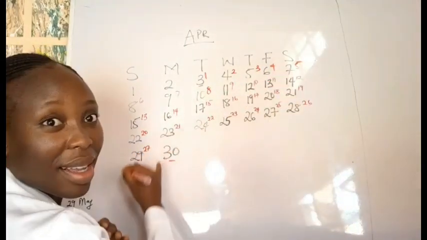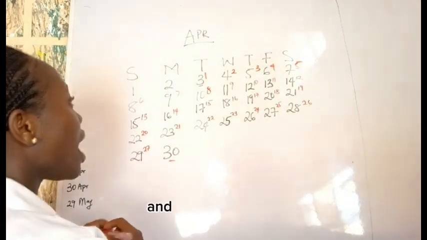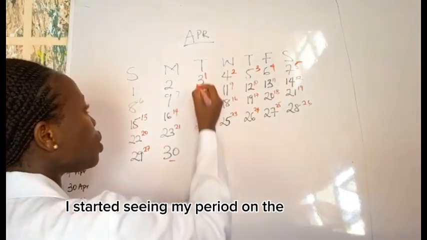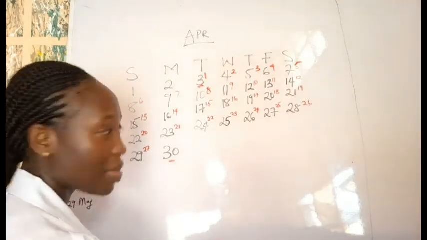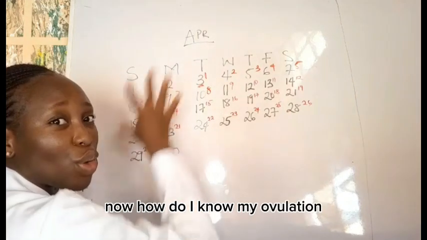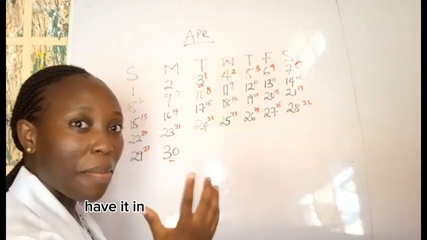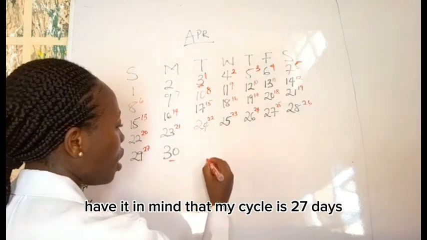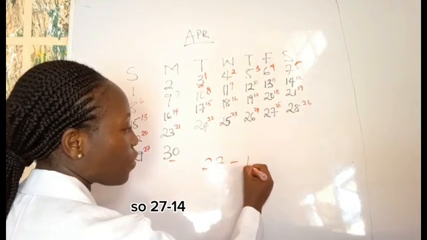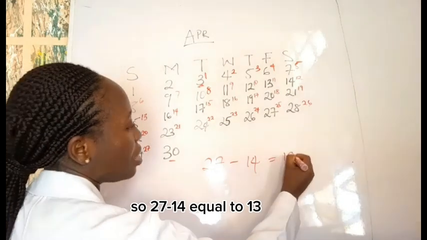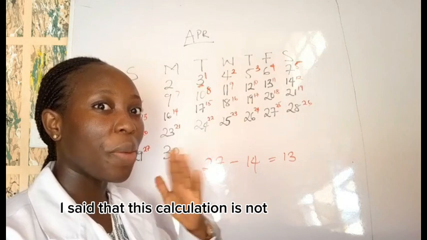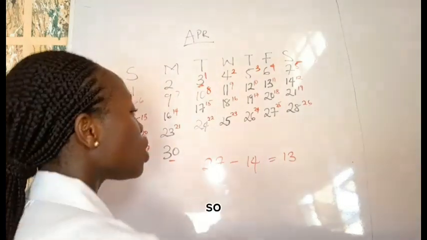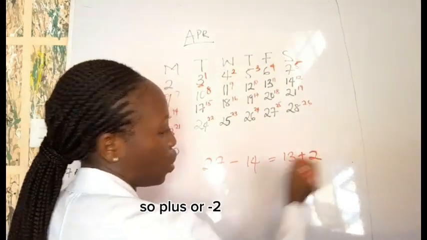I'd already calculated this. Assuming I saw my period, this is a calendar for April, and I started seeing my period on the 3rd of April, and I have a 27-day cycle. Now, how do I know my ovulation for this month? Keep in mind that my cycle is 27 days, so 27 minus 14 is equal to 13 days. And remember I said that this calculation is not 100% accurate, but we give you a range, so plus or minus 2.